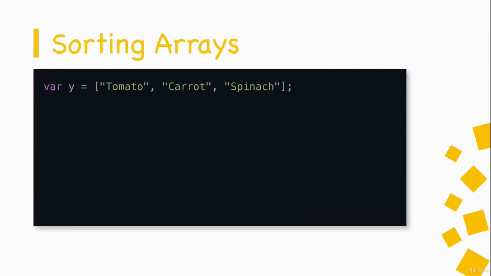Now the sort method not only works on numbers, it works on string-based values as well. So for example, let's define another array var y equals tomato, carrot, and spinach. Now we have an array with 3 strings, but they're not sorted in any specific way.